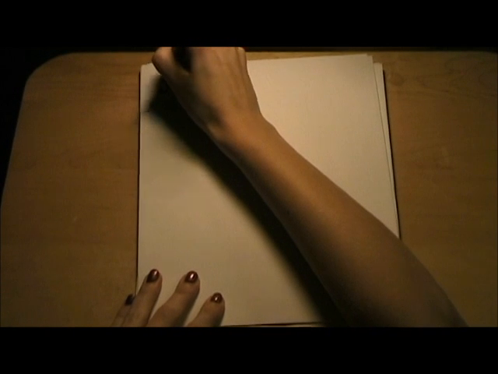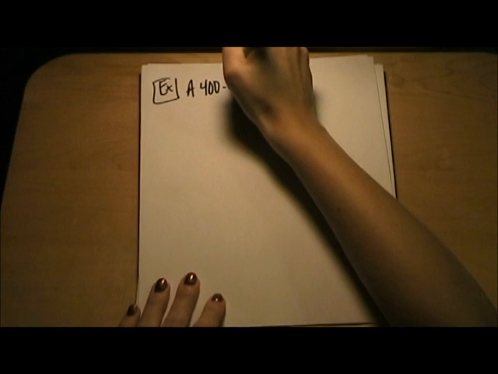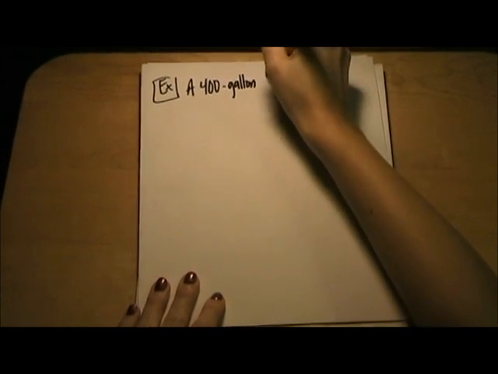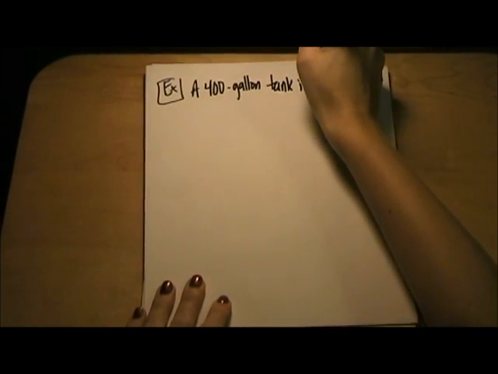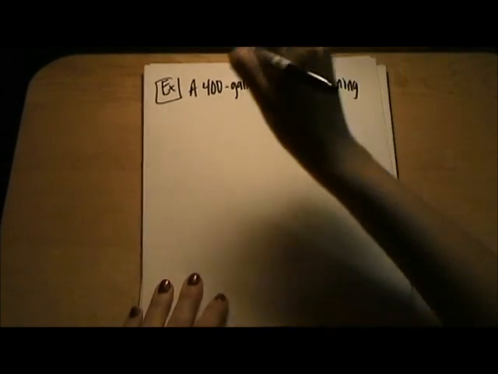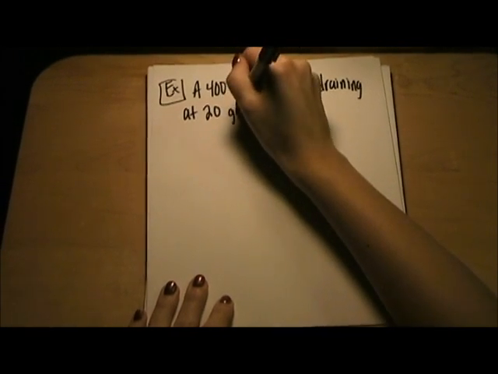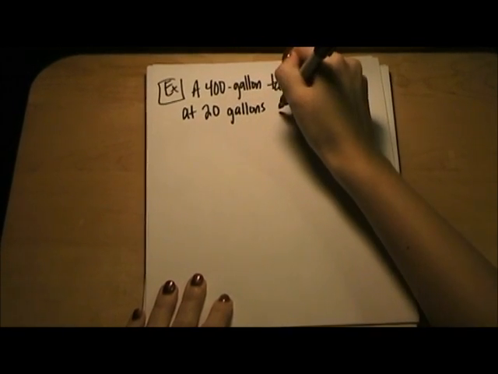Another example, a 400-gallon tank is draining at 20 gallons per minute.